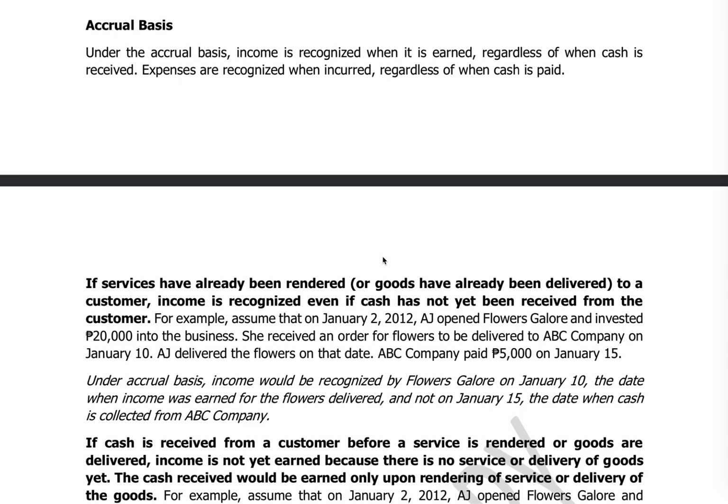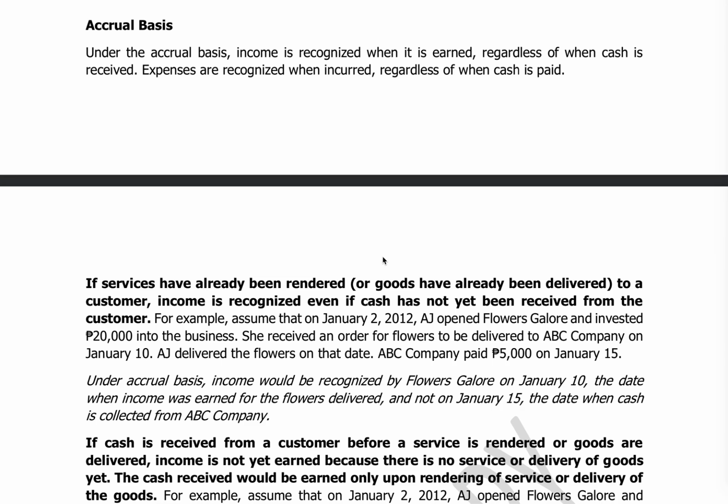And always remember, when we're talking about accrual basis, you take out the cash. You take out the instance when you receive the cash. Hindi yun ang basihan. That is not the basis of recognizing income or expense. You must know when the income is earned and when the expense was incurred. Okay? Hindi kung kailan ka nakatanggap ng pera at kung kailan ka nagbayad.